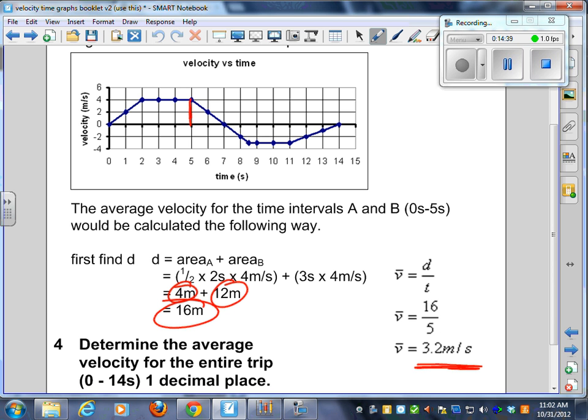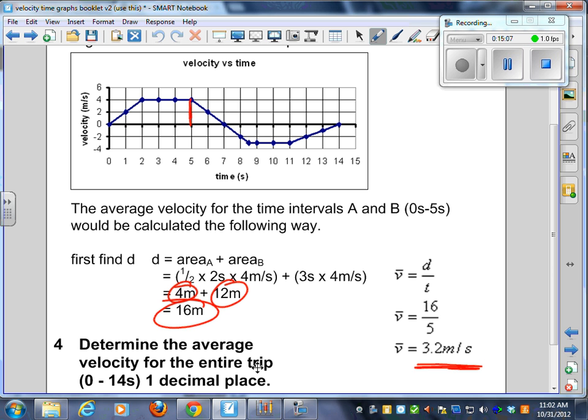Not easy stuff. I'll explain it again. Watch carefully. You have to take the overall displacement, the total area of that region from 0 to 5. The total area is 16, right? The 4 plus the 12 that we did already, and divided by the 5. So it's 3.2.